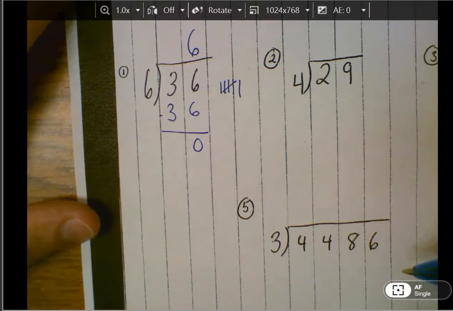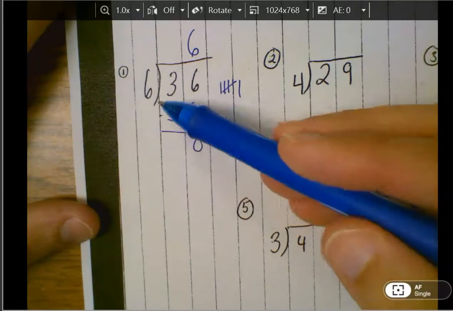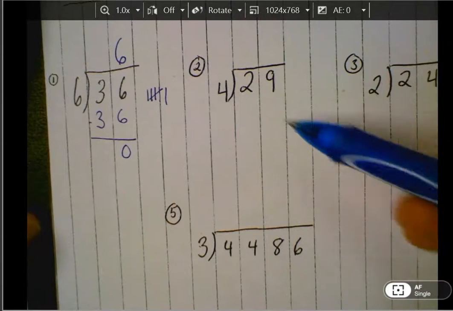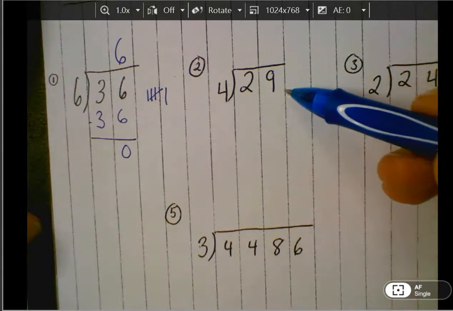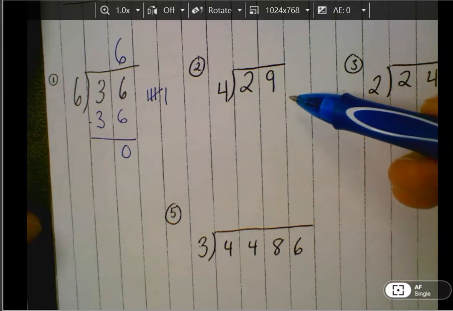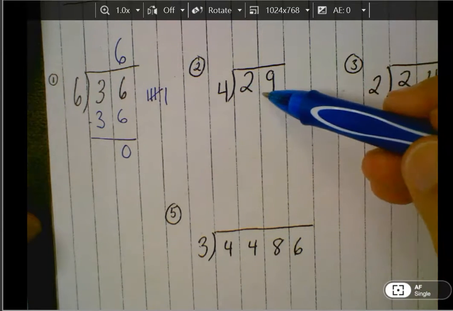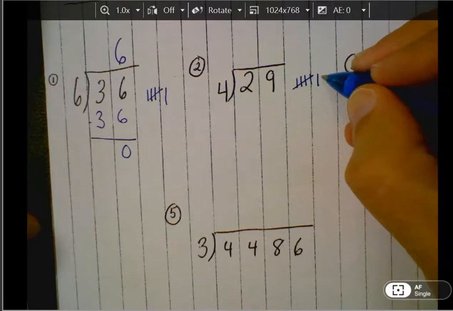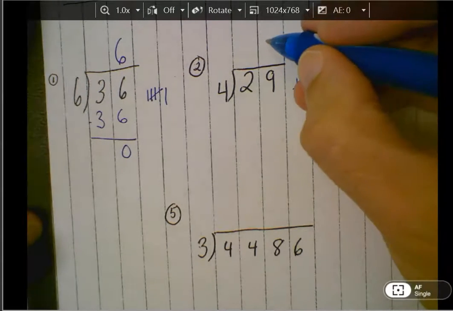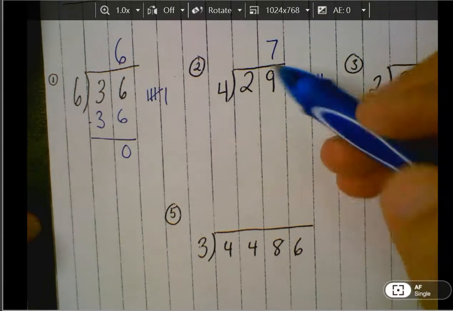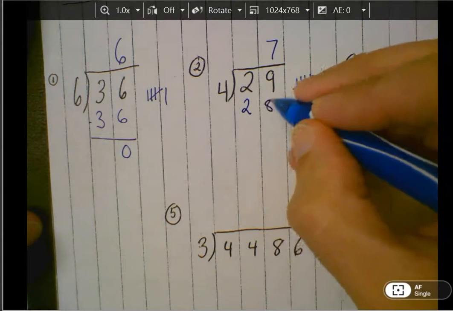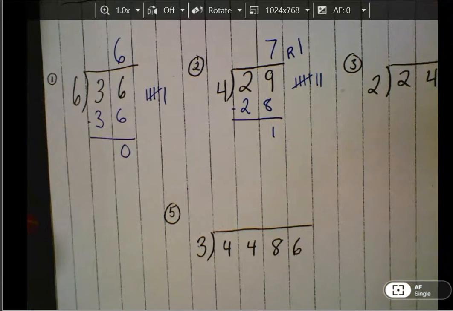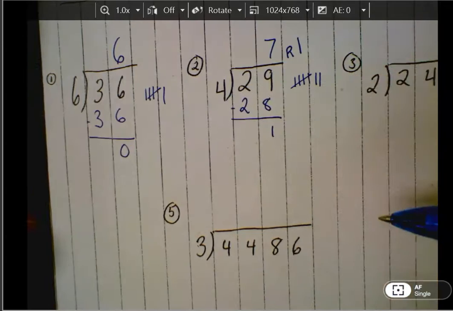Once the students got the concept of dividing, multiplying, subtracting, and bringing down, we moved on to problems that had remainders. Once again, 4 can break apart this 29. So I'm going to skip count by 4 till I get close to 29. In this case, it's 7. Because 7 times 4 is 28, when I subtract, there's 1 left over, and we call that a remainder. These were no longer math facts.